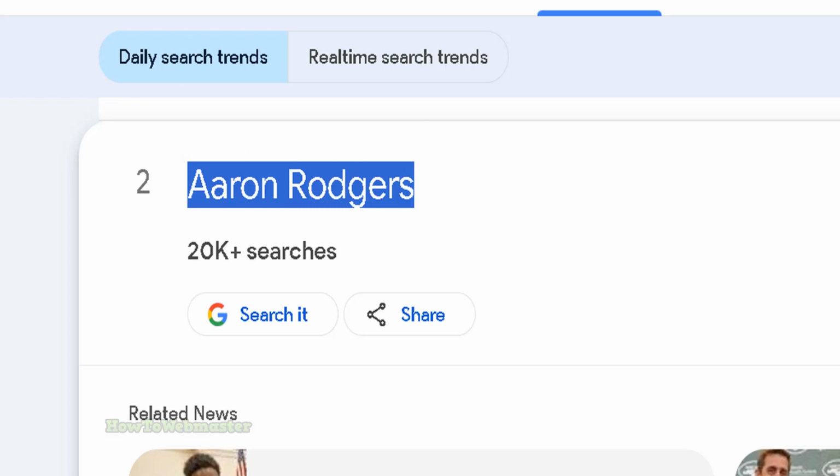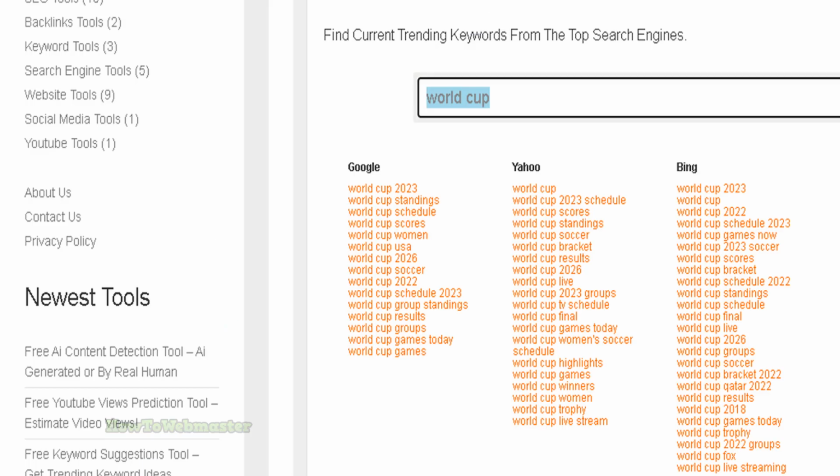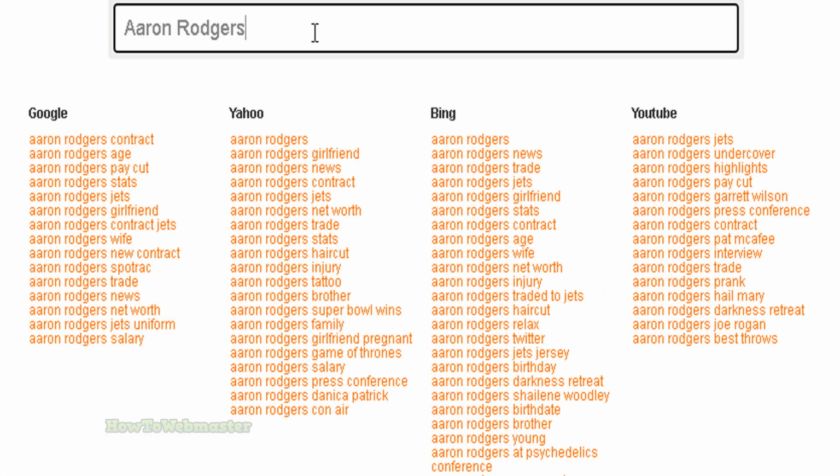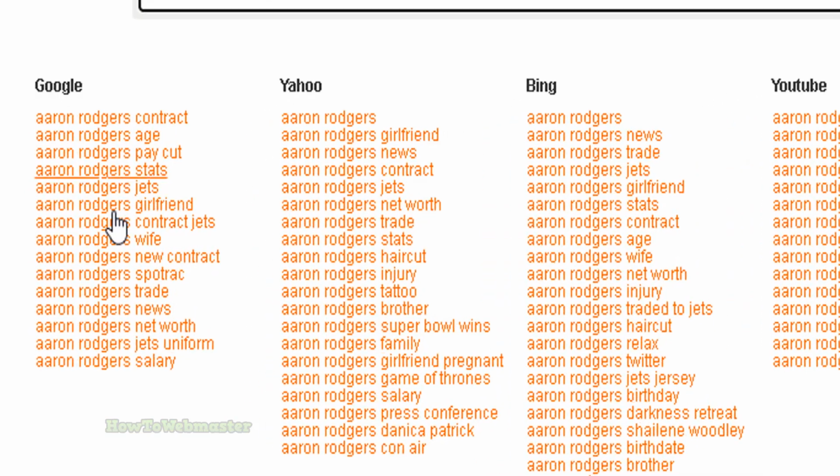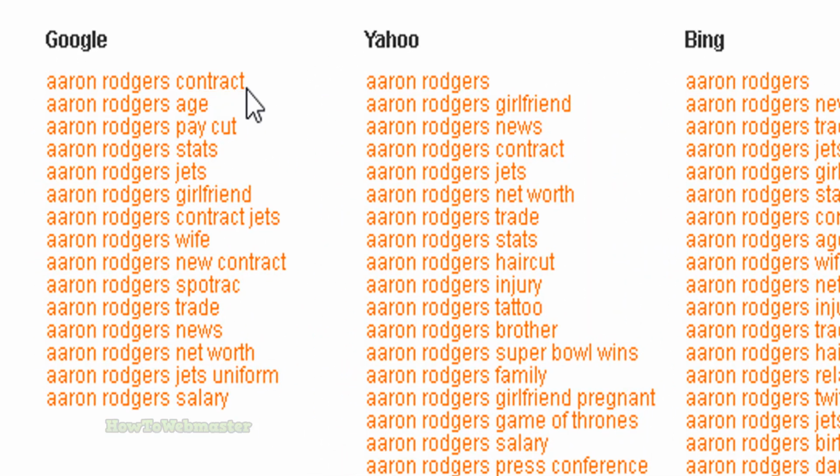Let's go back to the keyword suggestion tool, and here you can see it giving you some more related ideas. These are exactly what people are searching for, so you want to target this right here. So we got Aaron Rodgers contract, his age, pay cut, stats.